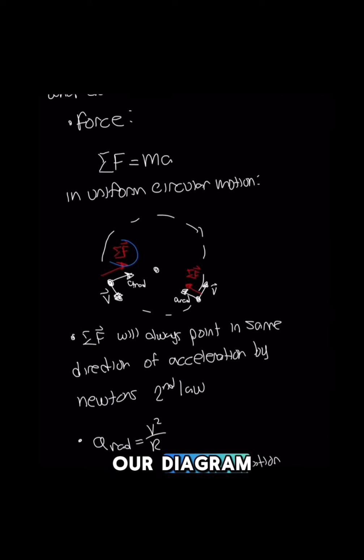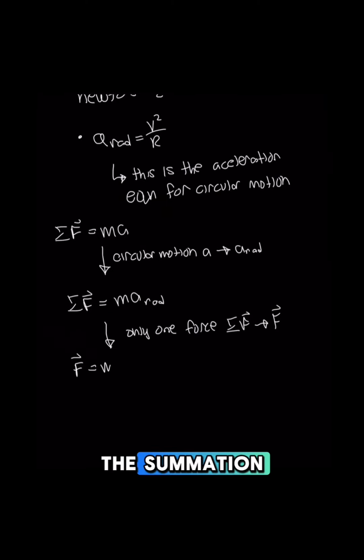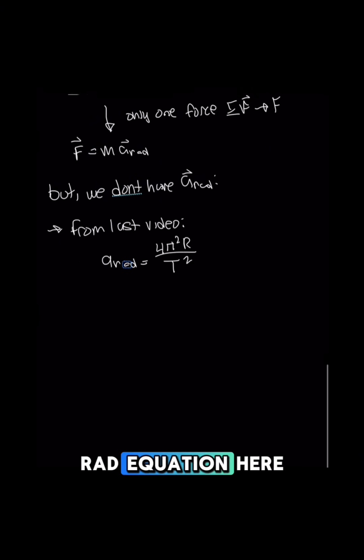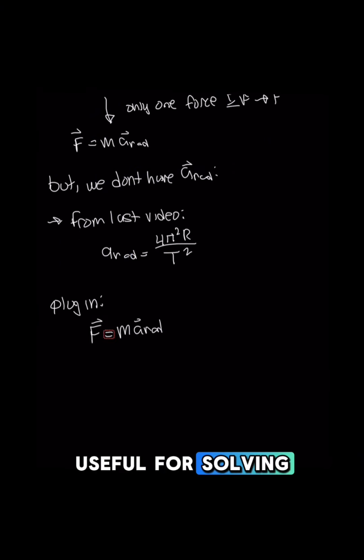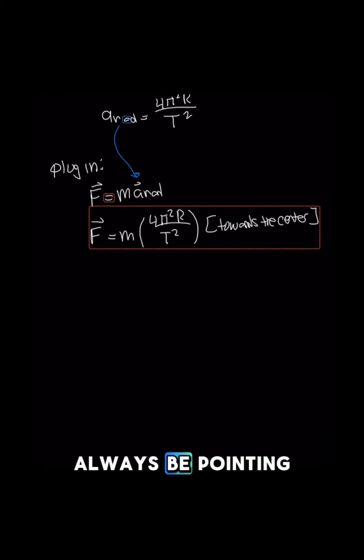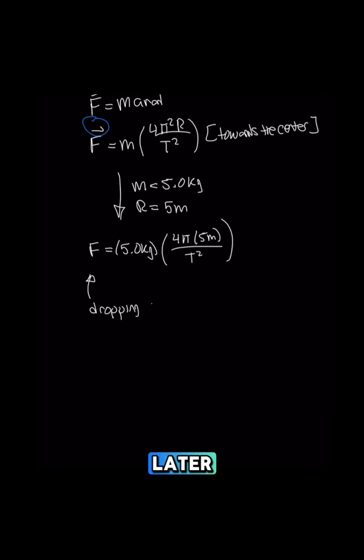If we look at our diagram, we can note that we only have one force acting on the object, so we can drop the summation. We can just call it force, and we get this here. But we don't have a_rad, and if we remember from our last video, we derived this a_rad equation here. This is going to be useful for solving, so we can plug this in instead. And we can note that the direction of the force is going to always be pointing towards the center. Plug in our knowns. We just drop the direction for now and add it back later just for simplicity.